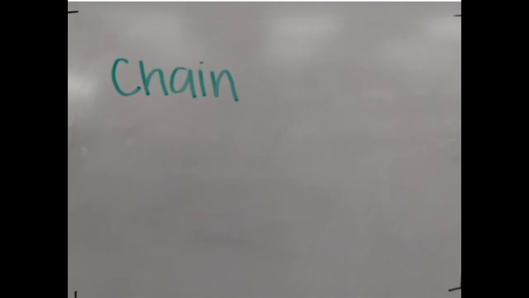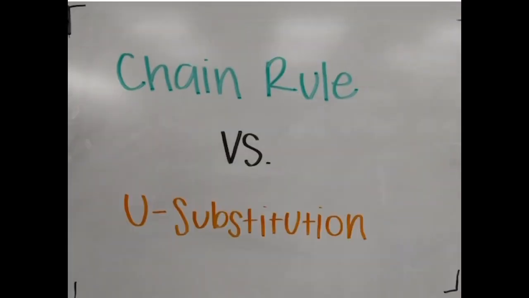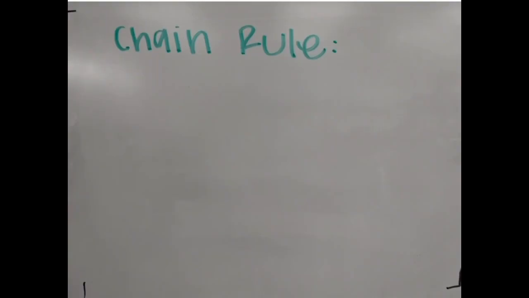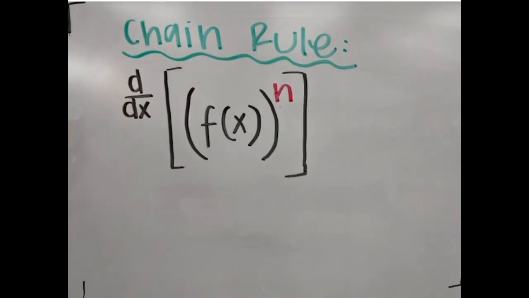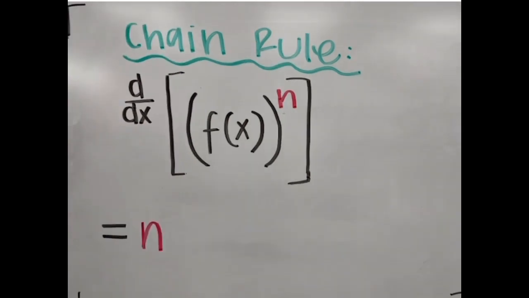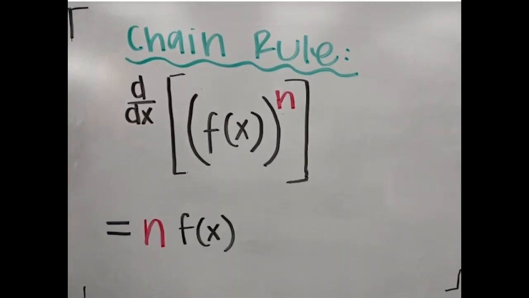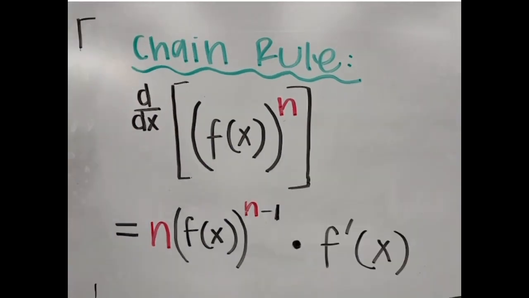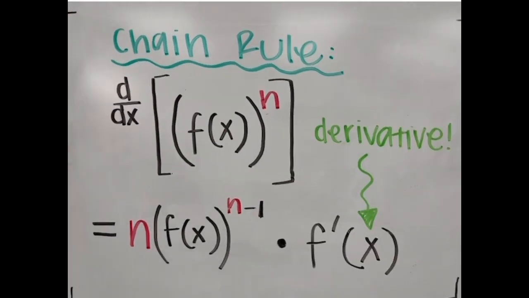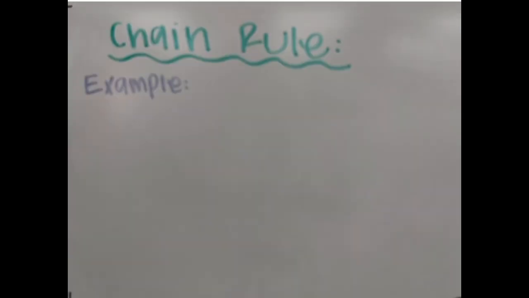This is how to do chain rule versus U-substitution. Using chain rule to take the derivative of f of x to the nth power, you take the derivative of the outer, which would be n times f of x to the power of n minus 1, times the derivative of the inner, which would be f prime of x.